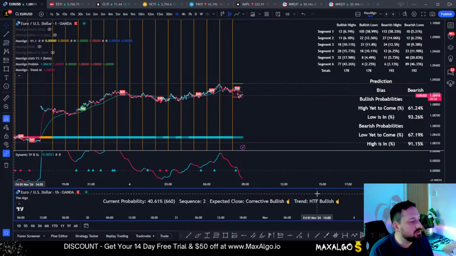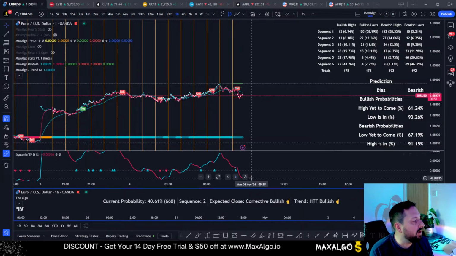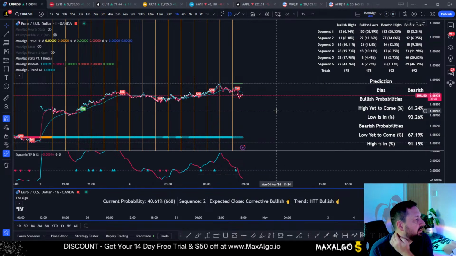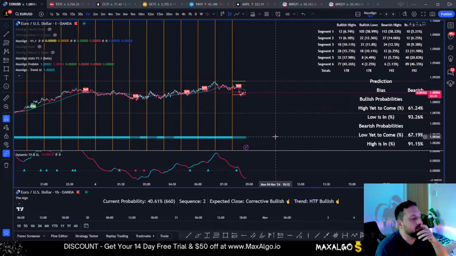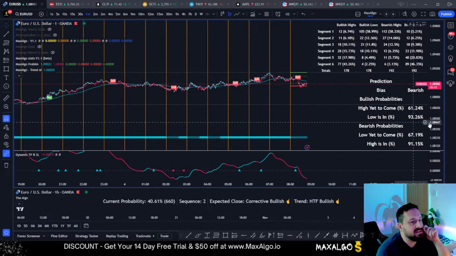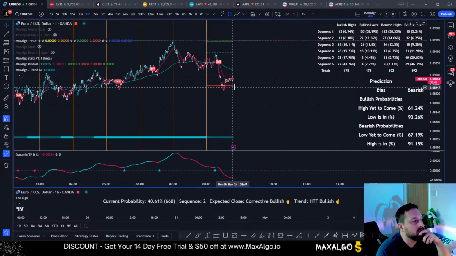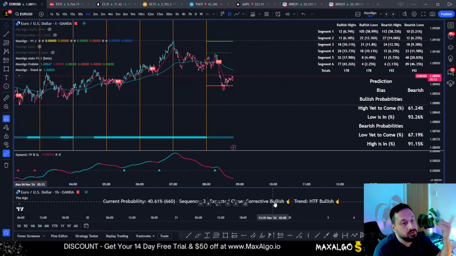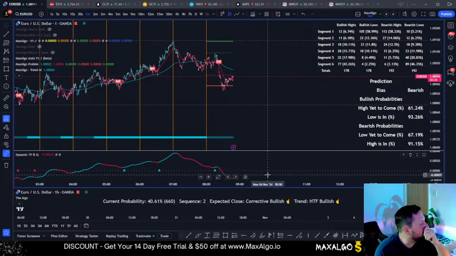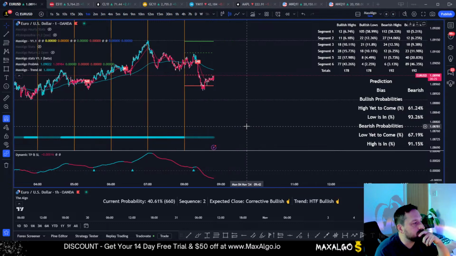So obviously a higher time frame is bullish, although we have come way under here. So I'd expect this is looking nice from a corrective bullish, that the algo might go straight to a bearish. So obviously when we're in corrective bullish, we can either go back to bullish or we can go to bearish. We can't go corrective bearish.